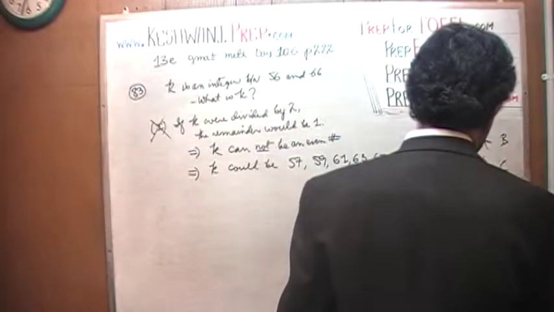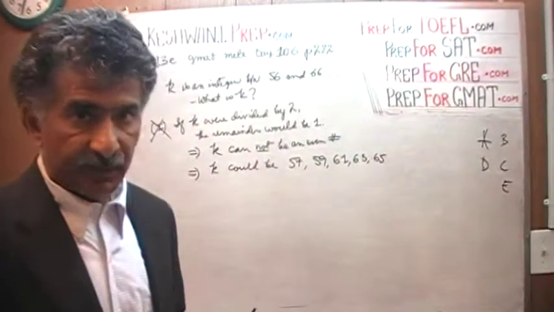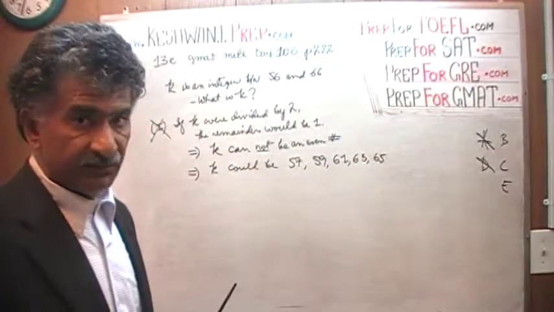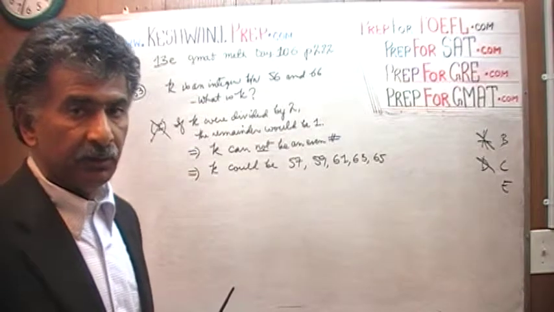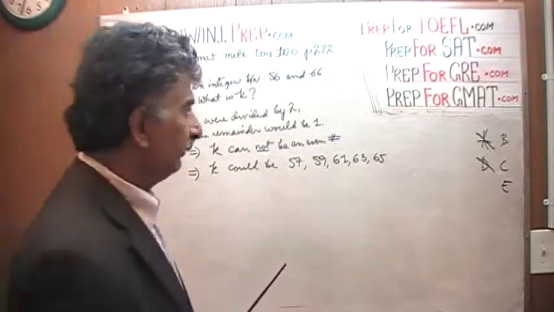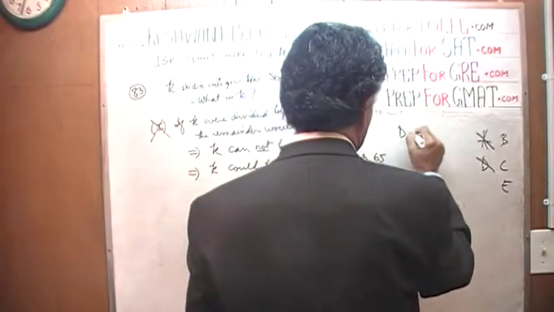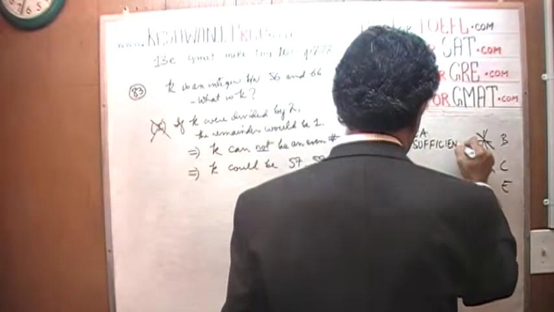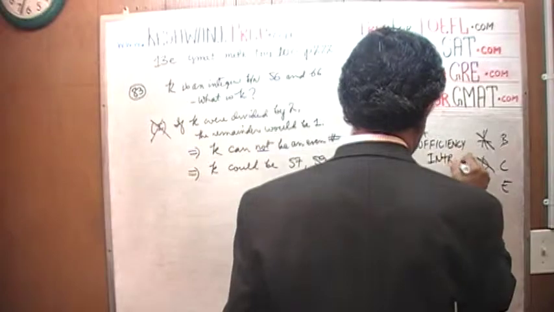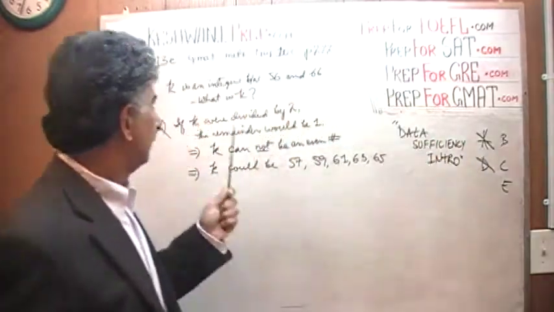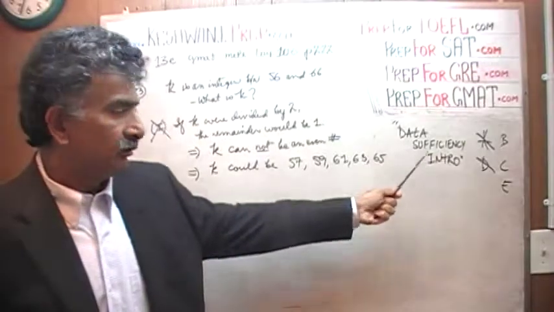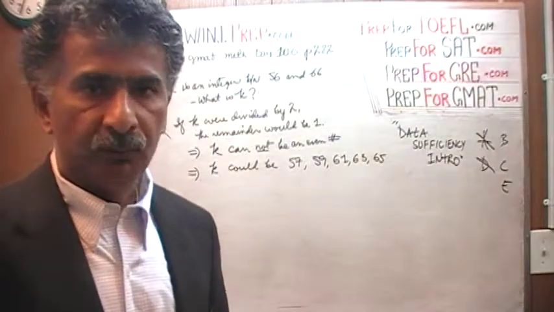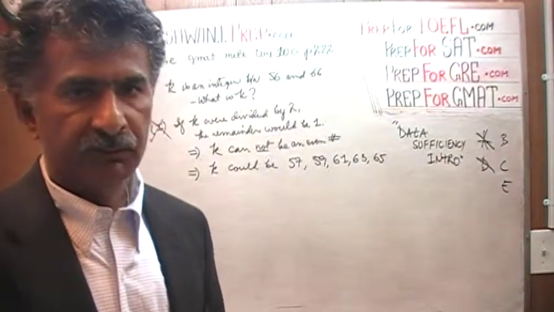A, D, B, C, E. Since the first statement by itself does not work, the answer cannot be A, nor can it be D. Now, if you still do not know what I just did there, A, D, B, C, E, you hear me say this in every data sufficiency problem. That means that you have not watched the data sufficiency intro. Just type in my name, Keshwani, and data sufficiency intro, and watch that video, and you will understand the methodology to solving these data sufficiency problems in a systematic manner.